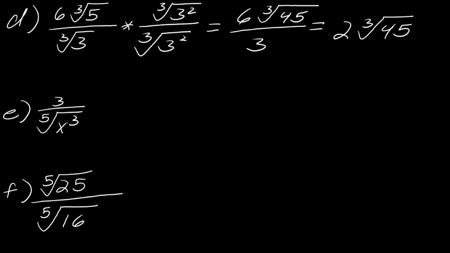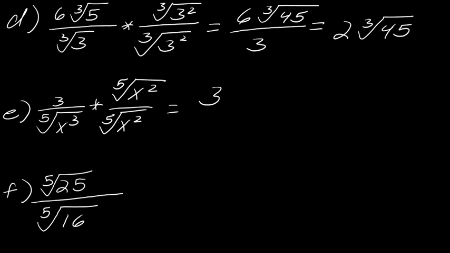Okay, so for e here, I have this just in the nice variable form. So I can see I have 3 powers of x, and I'm going to need 2 more powers of x. So I'll multiply both the top and bottom by the 5th root of x squared. And so this becomes 3 times the 5th root of x squared, all of this over x.